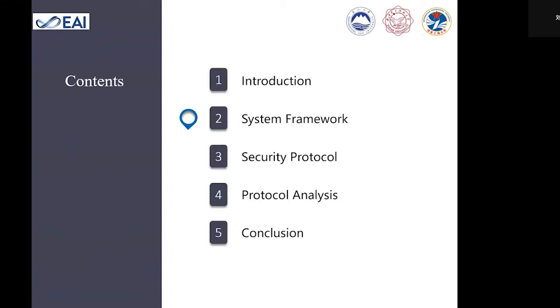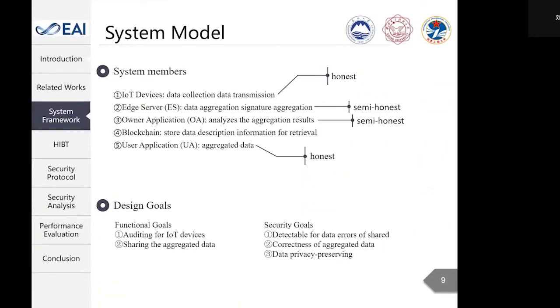Then let me introduce the system framework. There are 5 members in the system model. Internet of Things devices are responsible for collecting and transmitting data. Edge servers, which means ES, are used for data and signature aggregation. Owner application, which is OA, can analyze the aggregation results and select some of this data for sharing. Blockchain is used for data publishing. User applications can get the data to be shared.